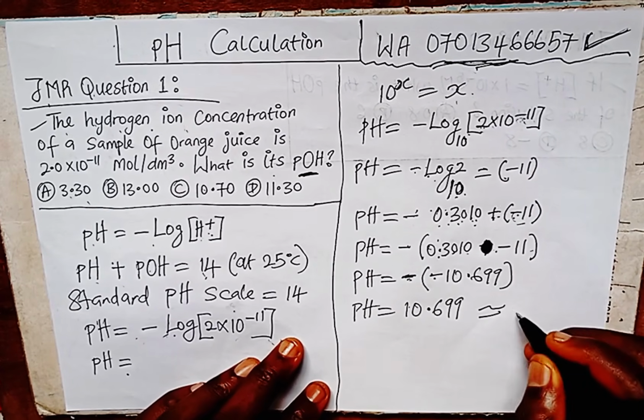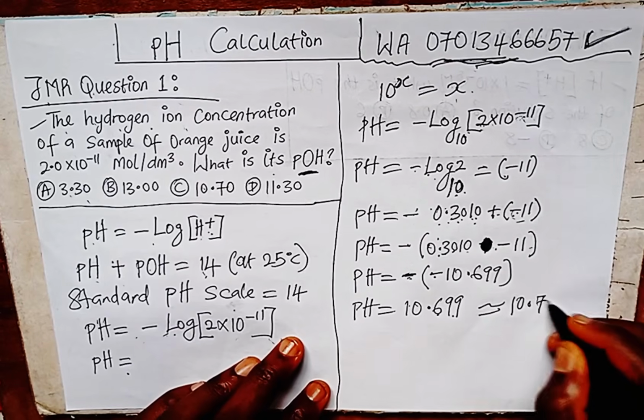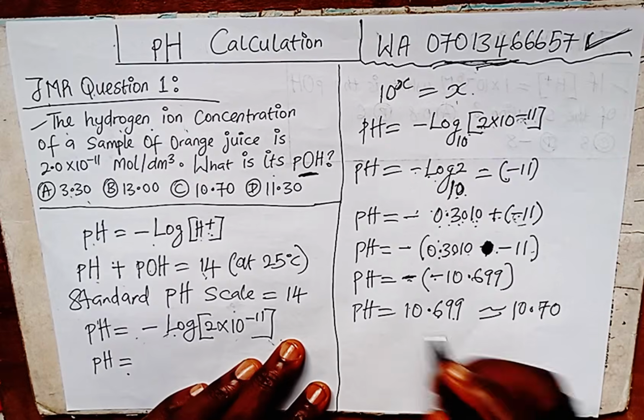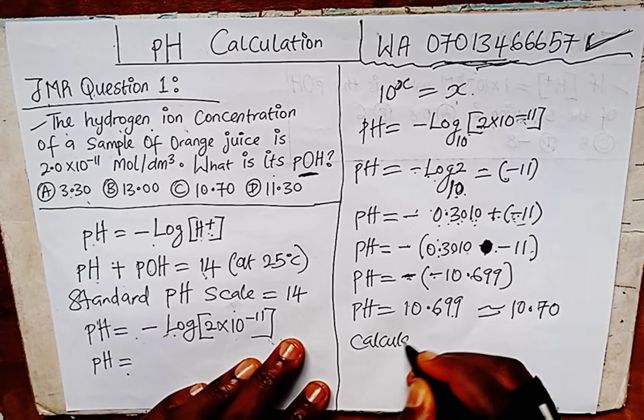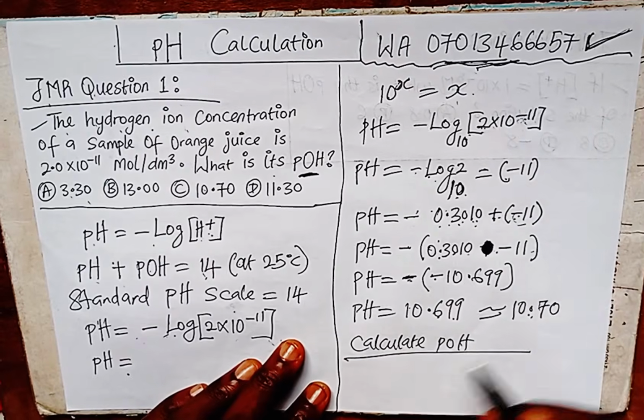So this is approximately 10 points. Add this one to this one, round up, it will be 10.70. All right, so for the pH scale we will calculate pOH from the standard scale.